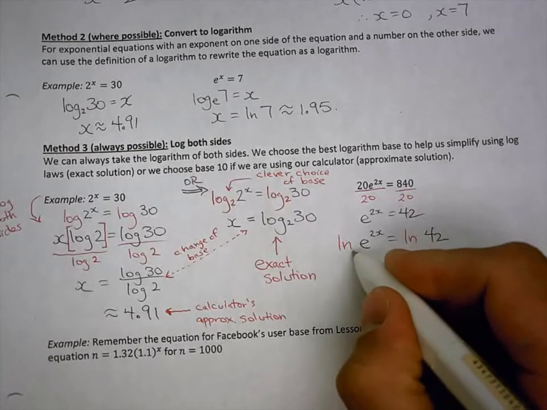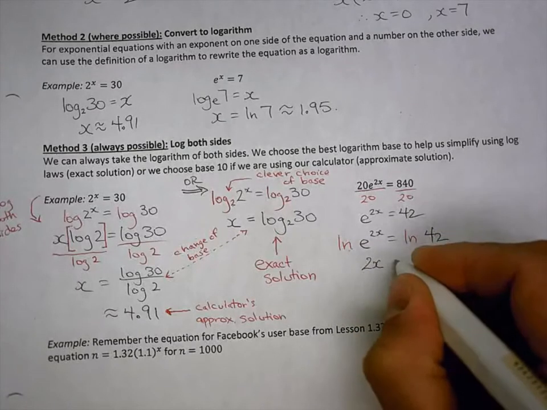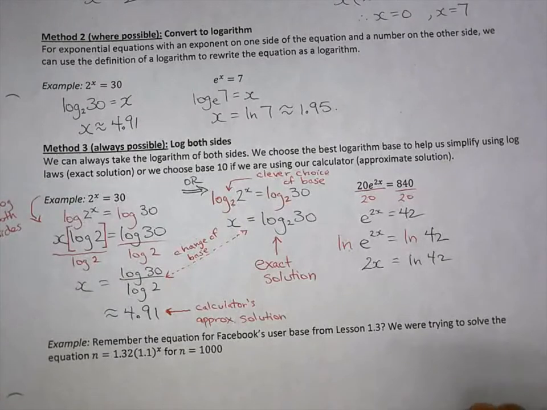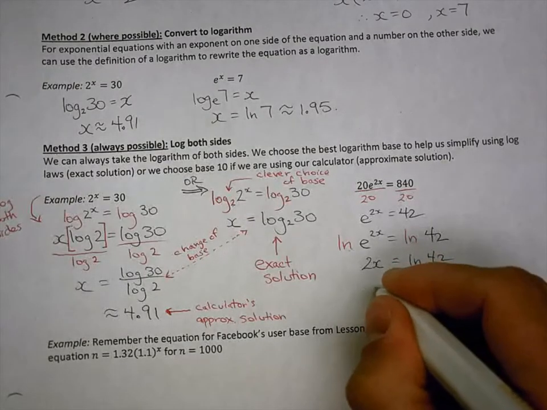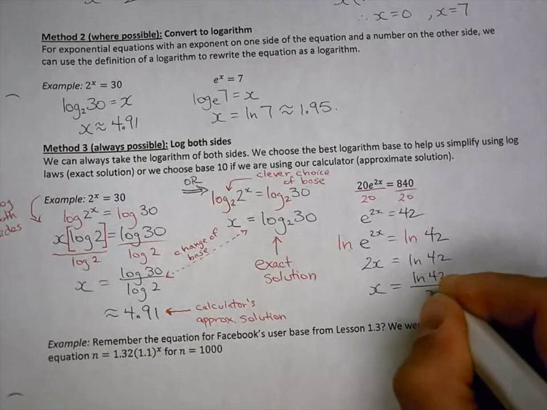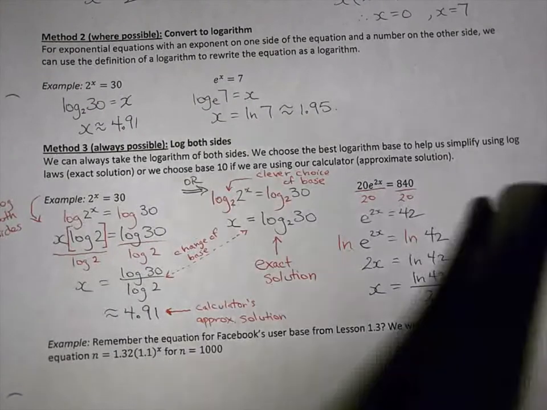When I do that, the log base e, or the ln, and the e undo each other, so I'm left with 2x. And on this side, I have ln 42. So when I divide both sides by 2, I end up with a final answer of ln 42 divided by 2. And that's a valid exact solution. You could type it in your calculator and get a number.